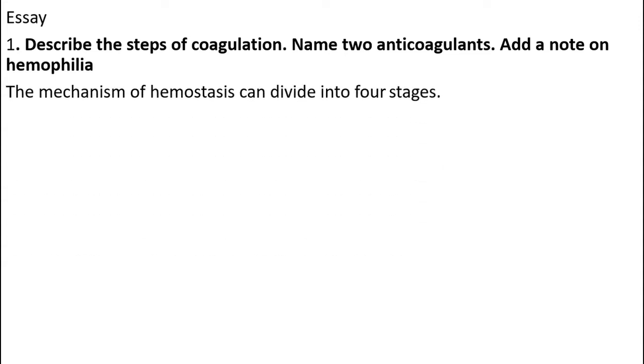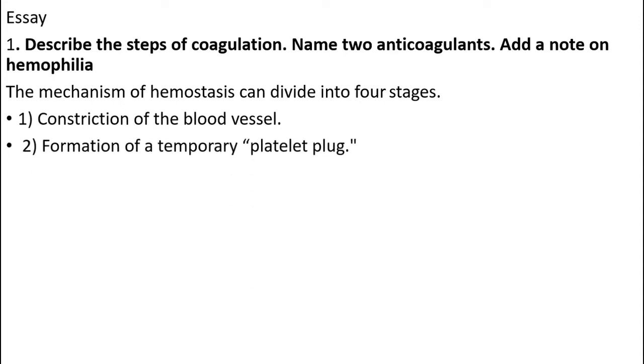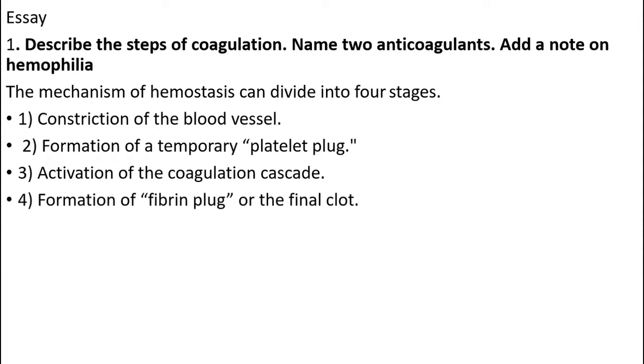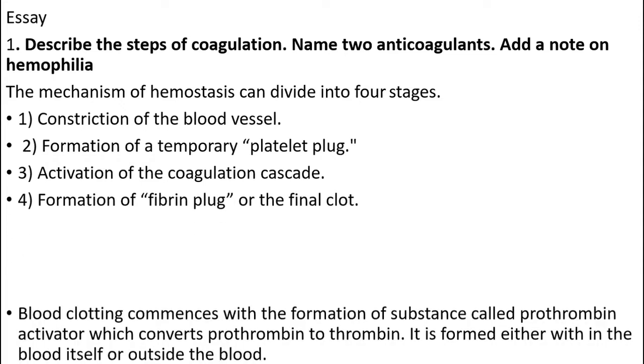The mechanism of coagulation, otherwise hemostasis, can be divided into four stages. They are: first, constriction of the blood vessel; second, formation of a temporary platelet plug; third, activation of the coagulation cascade; and fourth, formation of the fibrin plug, or the final clot.